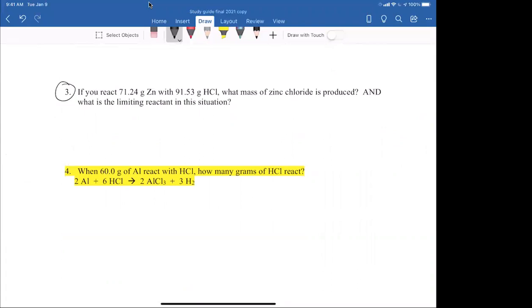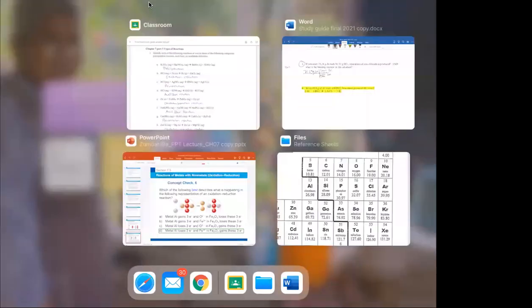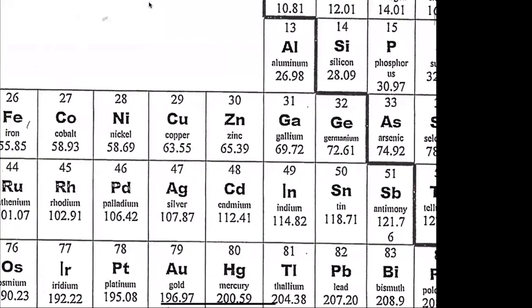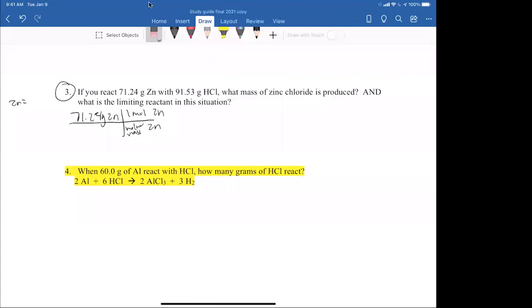So yeah. So first of all, it says you have 71.24 grams of zinc, Zn, right? So again, you're going to go from grams to moles, meaning you're going to have 1 mole of zinc over the molar mass of zinc, right? And you have to look that up. Using your reference sheet, zinc is 65.39. So your molar mass here is 65.39 grams of zinc.